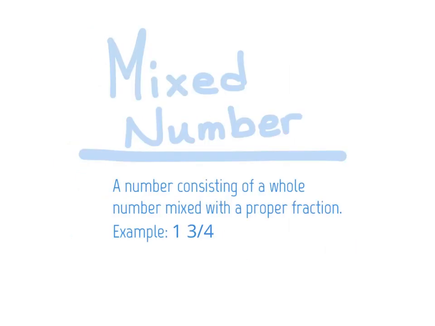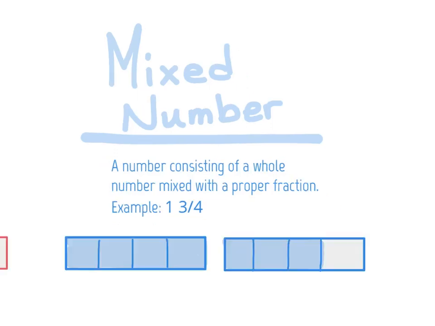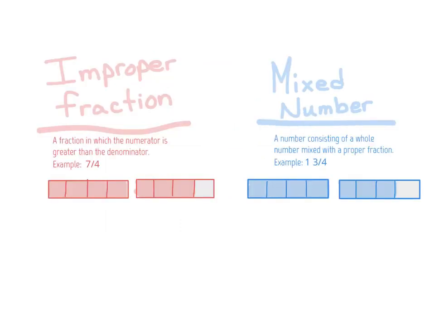All right, so now let's look at our definition of a mixed number. A mixed number is a number consisting of a whole number mixed with a proper fraction. Here's an example, 1 and 3/4. 1's the whole number, 3/4 is a proper fraction. And so here I drew another picture to show an example of 1 and 3/4. So now what do you notice when I put these two side by side? 7/4 compared to 1 and 3/4.